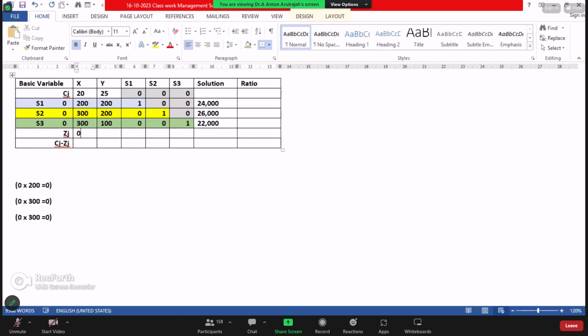0 multiplied by 100, 0. 0 multiplied by 300, 0. Again, next 0 has to multiply by 300. The summation of all these 0 will be 0.